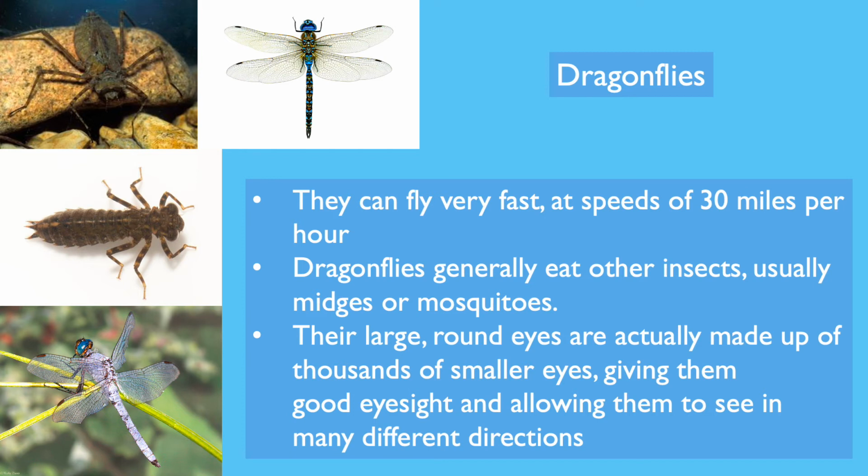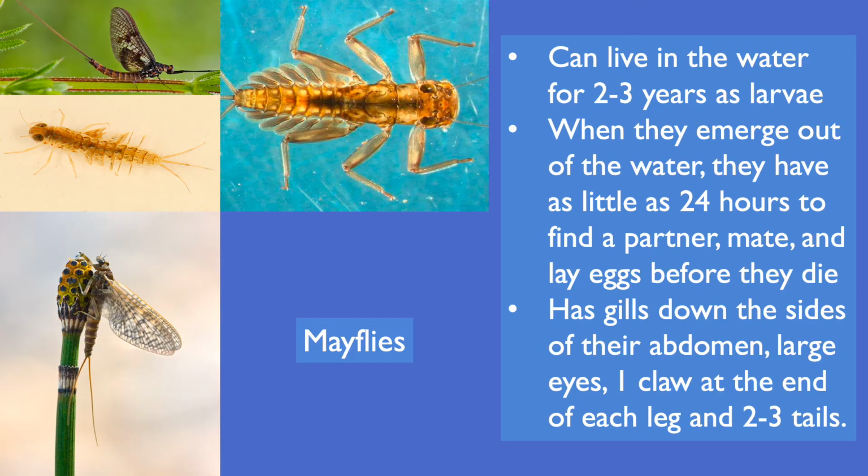They generally eat other insects. In fact, dragonfly larvae often stalk their prey in the water. Adult dragonflies have large round eyes that are actually made up of thousands of smaller eyes, giving them good eyesight and allowing them to see in many different directions.